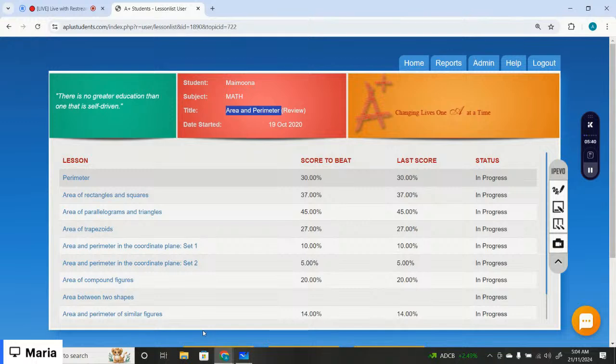So here I am on grade 10 math. The chapter we are on right now is area and perimeter. Let's just start with the first lesson, that is perimeter.